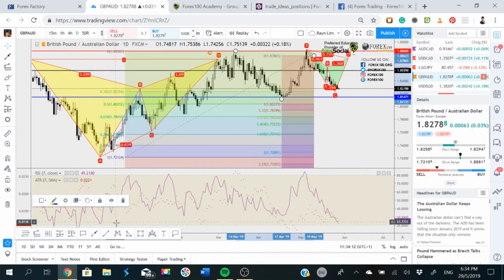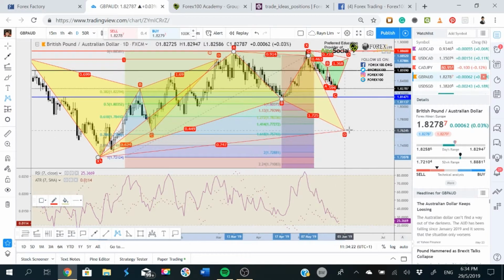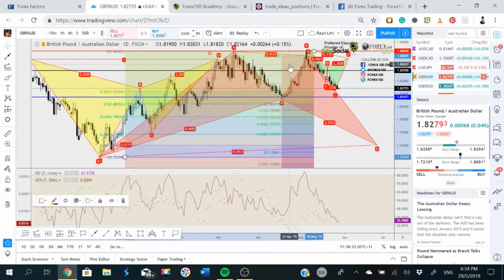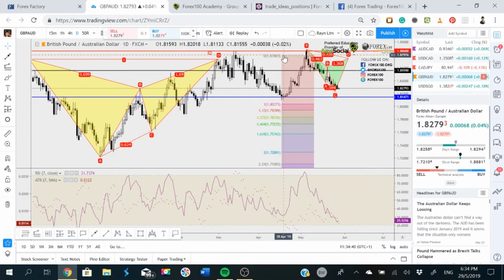There is a potential bat pattern as well. X to A, A to B, B to C. I'll draw it somewhere like this, and CD completion. The reason I draw it that way is because I'm looking at the closing price and it's not violated. So a potential buying opportunity at a much lower price as well.